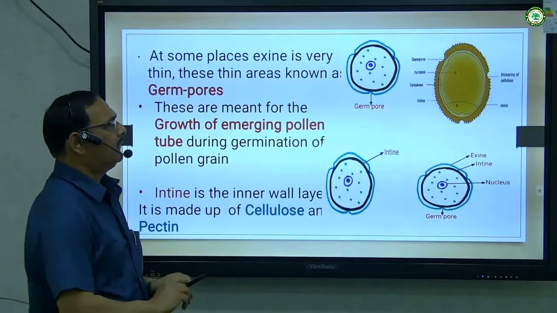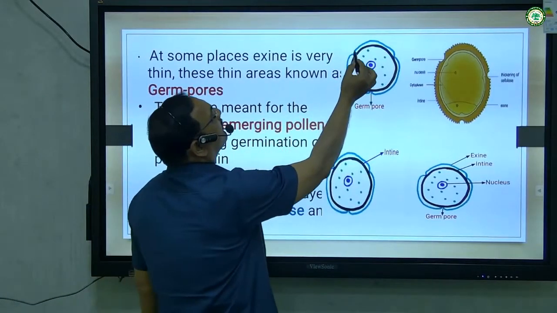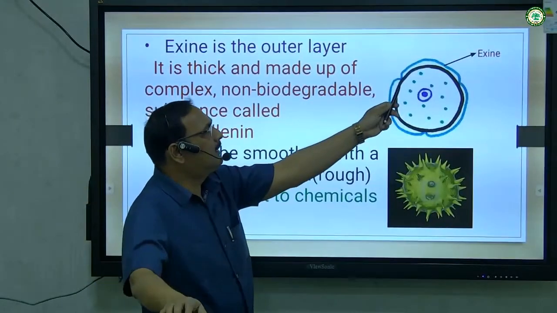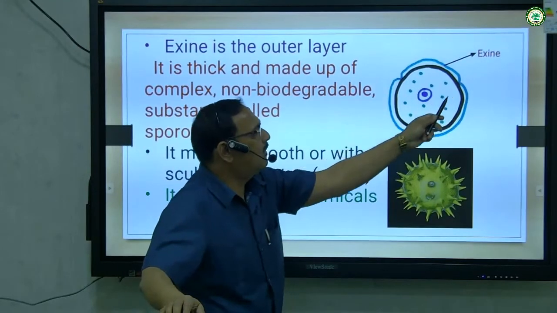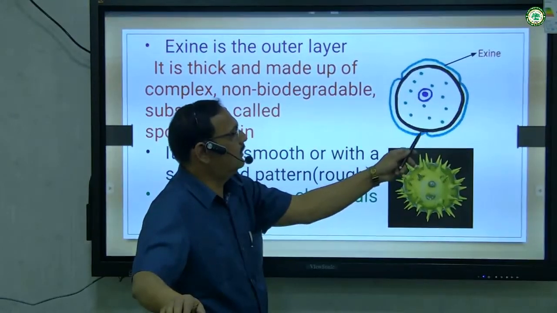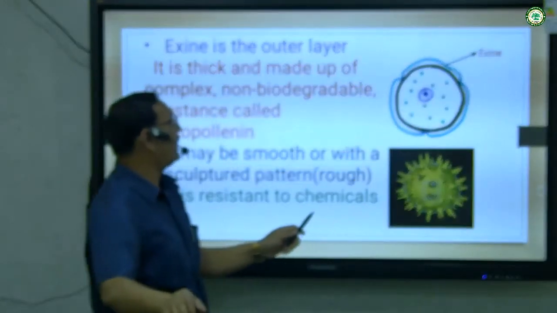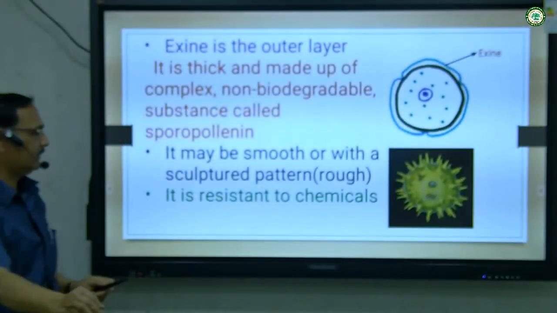At some places you can see the exine is not continuous. The exine shows small pores. Here you can see the pores. These pores are called germ pores.